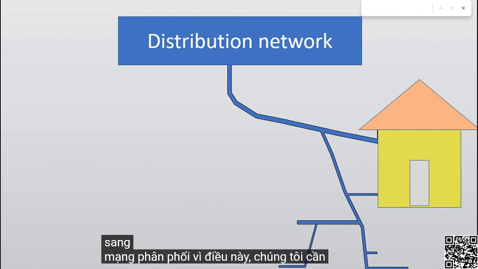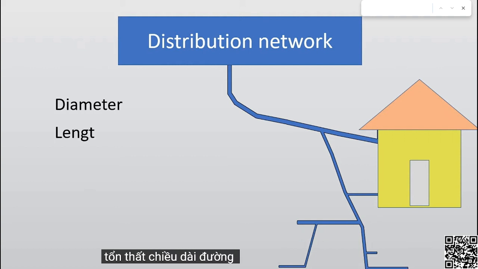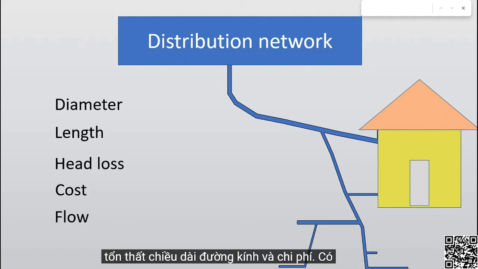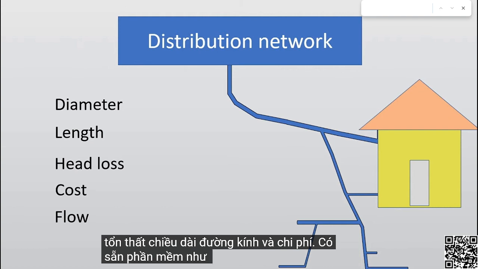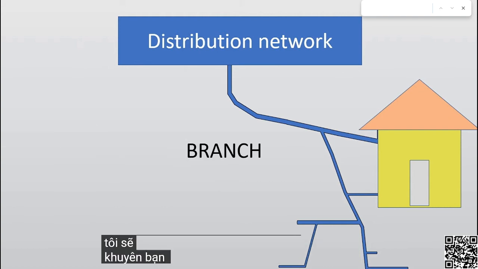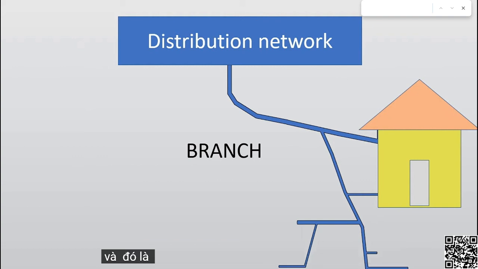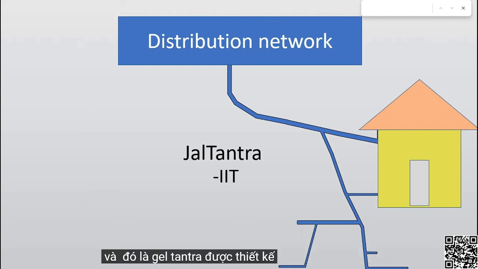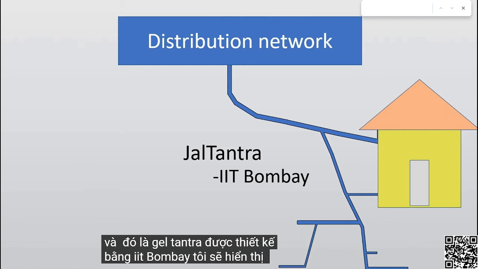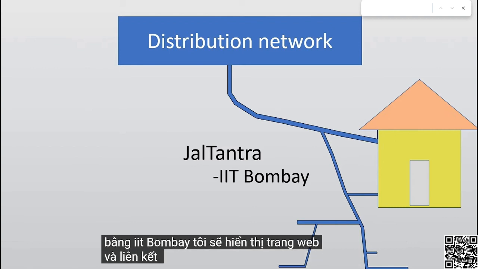For this, we need to find the optimized network in the sense of diameter, length, losses, and cost. There are softwares available such as Branch, but I will recommend a more optimized open source application, and it is Jaltantra, which is designed in IIT Bombay. I will show the website and the link is in the description.